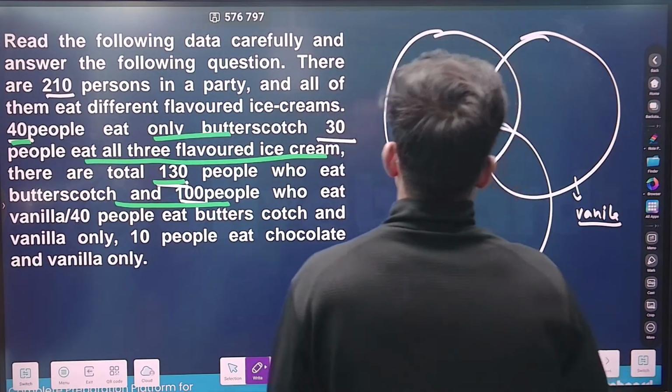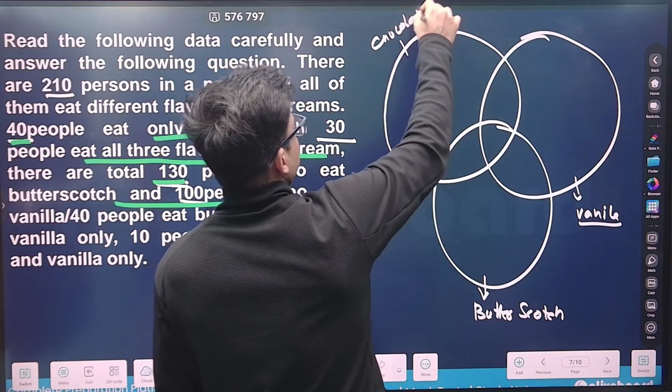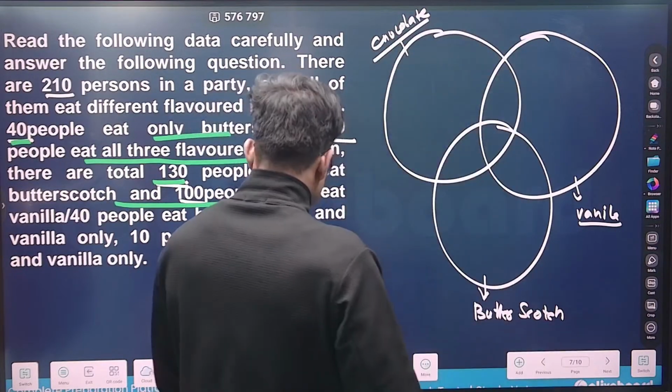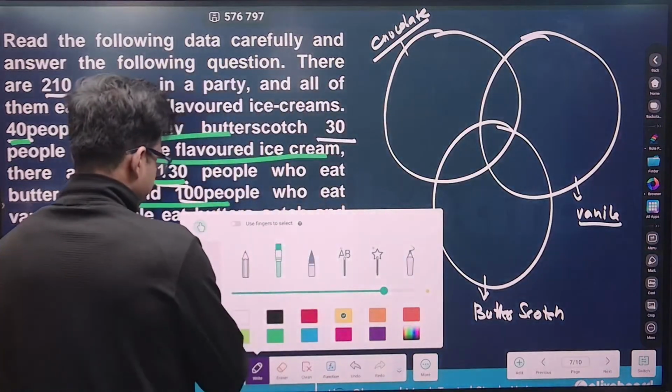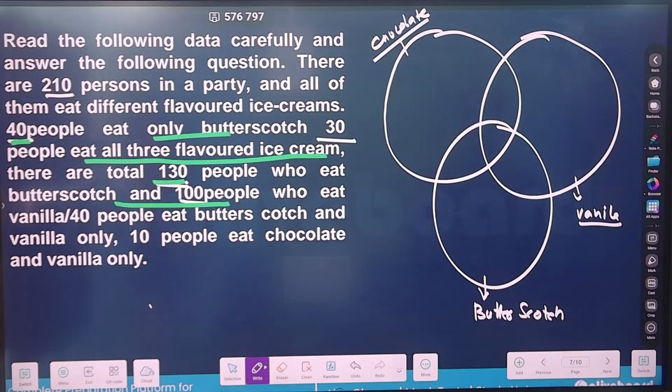And then we are having a chocolate. Okay. So now I have cleared every point. Now you need to attack that particular point from where you can solve this question. Let me just do it slowly for you.